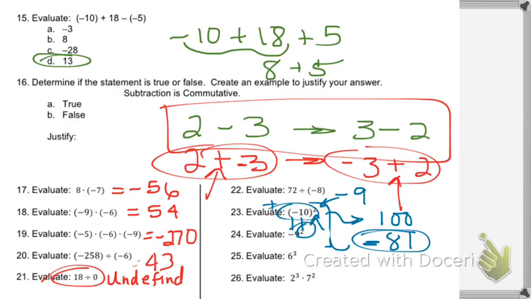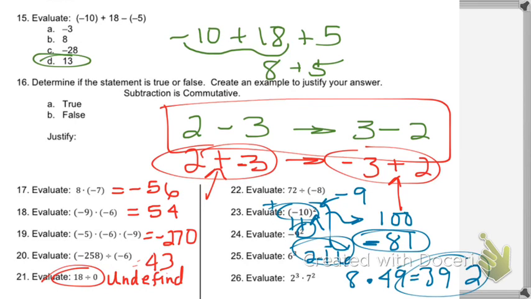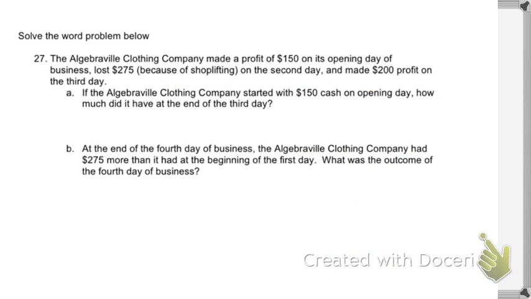6 cubed, I think, is 216. You might want to check that. And finally, 2 cubed is 8, because we got to do exponents first. 7 squared is 49. And so that's 72, carry your 7392, I believe.